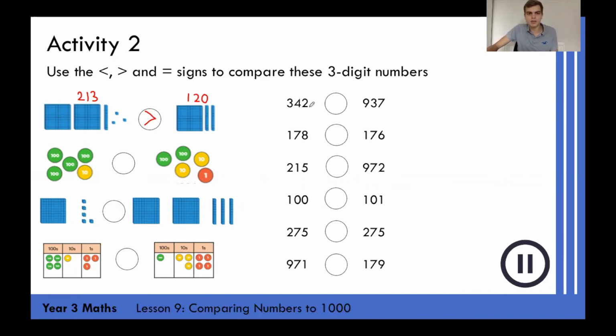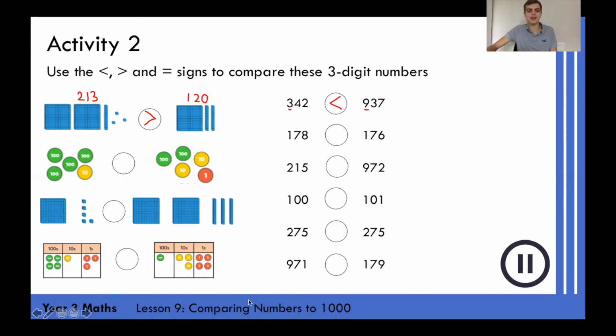Let's have a look at this one over here with just our 3-digit numbers. 342 and 937. I'm going to look at my hundreds first. This one's got 300s. This one's got 900s. Straight away, I know which one's bigger because this one has got more hundreds. So I'm going to use my less than sign. 342 is less than 937. So pause the video now and have a go at comparing these numbers.